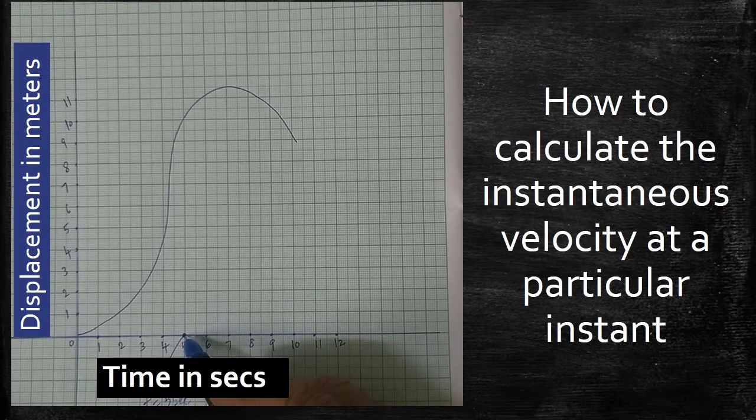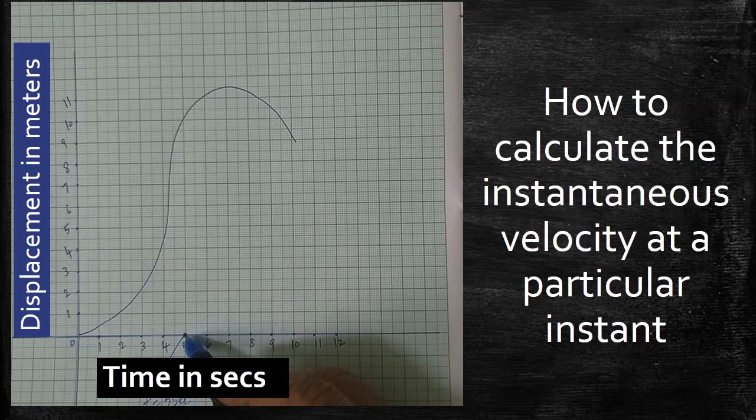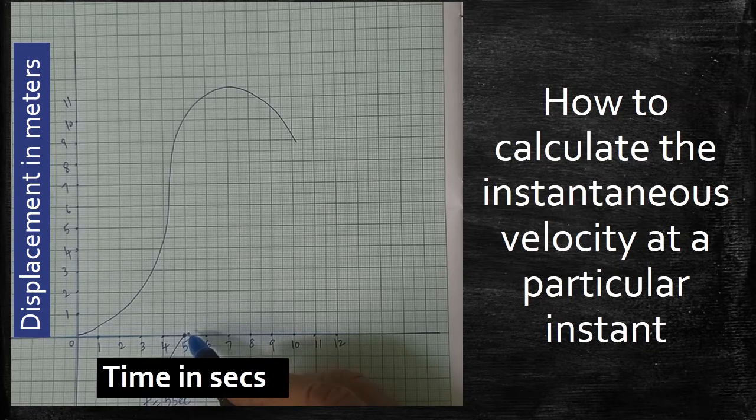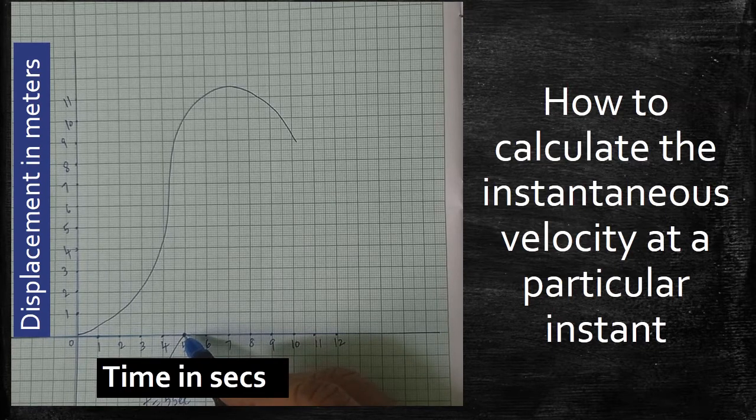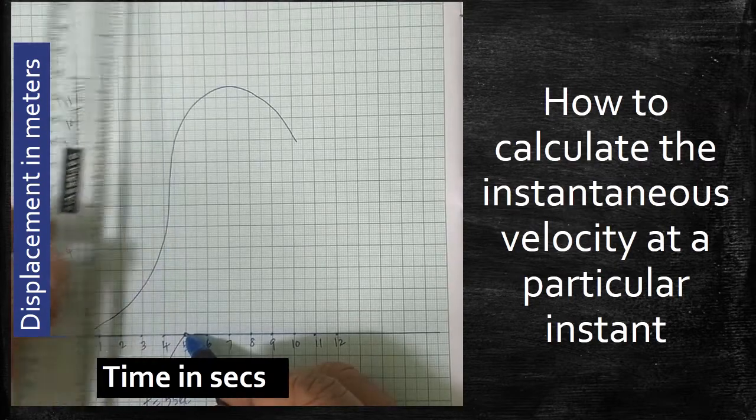If you calculate the velocity of the moving body at a particular instant of time, that is called instantaneous velocity. Here, which one is chosen? Now I am going to measure the velocity exactly at the 5th second, the velocity of the moving body exactly at the 5th second when it is in motion.